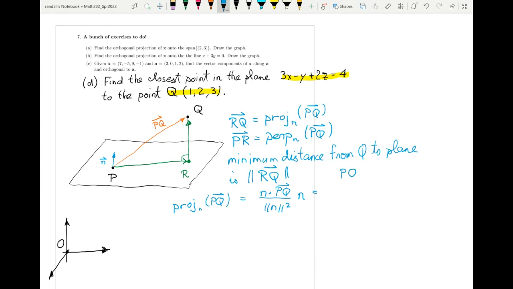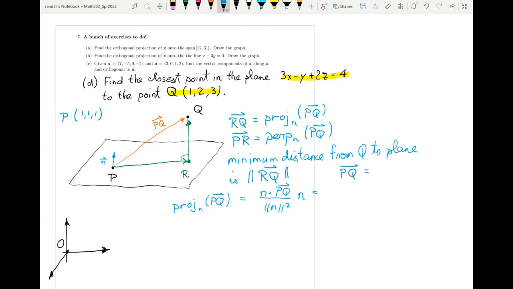So PQ, I need the coordinates of that vector here. So I have my P, I need a P, right? I didn't compute a P. So I need to find a P, a point on the plane. So my point is 1, 1, 1. This point is on the plane because when I plug in 1, 1, 1 into that equation, I get 4. So there's a point on the plane.